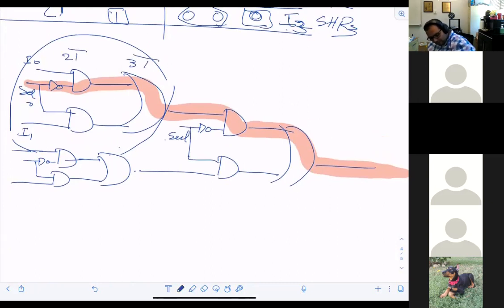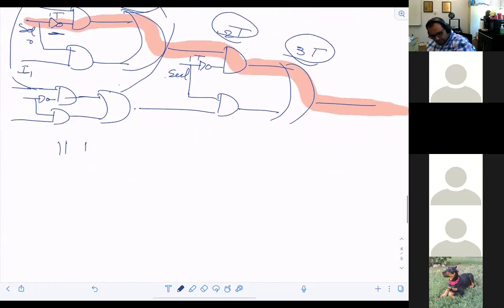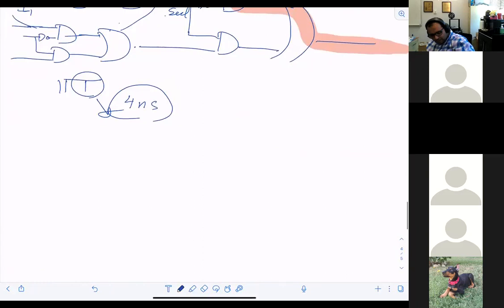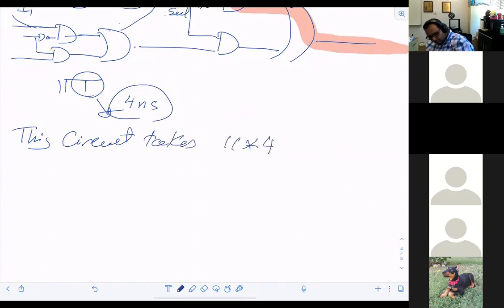If you know the response time for every single one, let's say this is 2t, this is 3t, this is 1t, this is 2t, this is 3t, this is 1t. So then you have 1 plus 2 is 3, 3 plus 3 is 6, 6 plus 2 is 8, 8 plus 3 is going to be 11t. And let's say that t is 4 nanoseconds. Then I can say that this circuit takes 11 times 4 nanoseconds to produce an output at a time. Make sense?